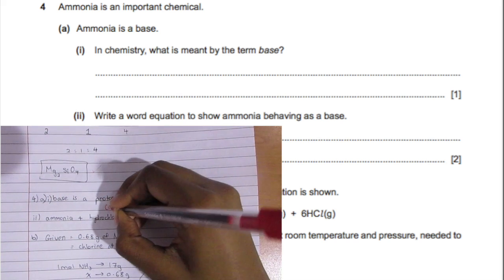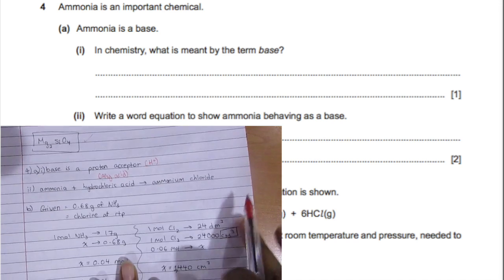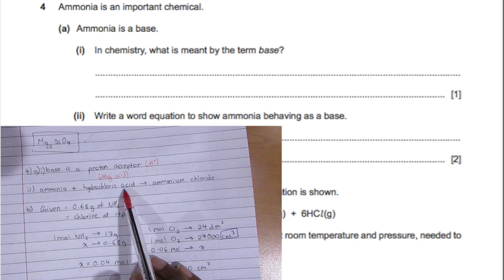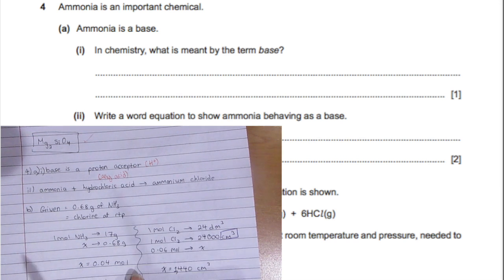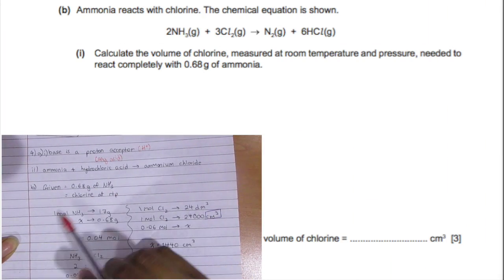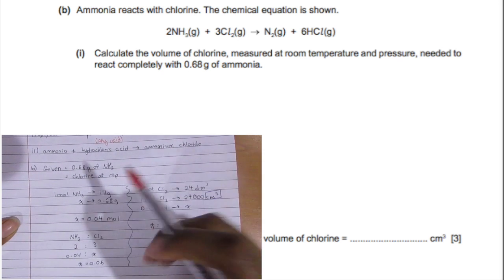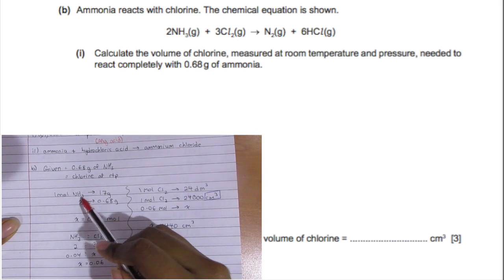And now we have to write a word equation to show that ammonia behaves as a base. So basically any word equation that has ammonia reacting with any acid and giving a salt. So for example, hydrochloric acid gives you ammonium chloride. Now, ammonia reacts with chlorine, and this is the equation. Calculate the volume of chlorine measured at room temperature and pressure needed to react with 0.68 grams of ammonia.